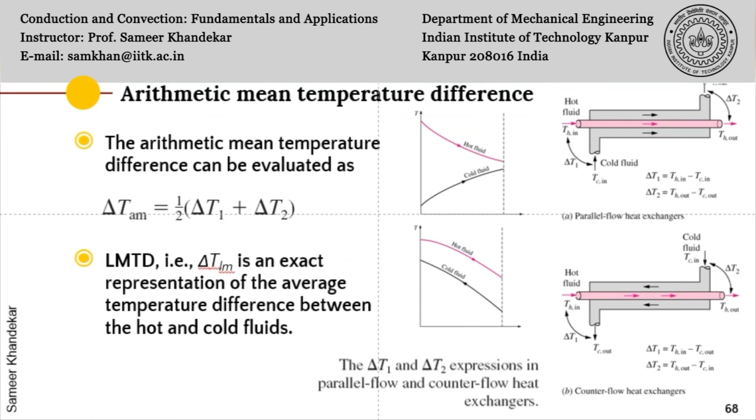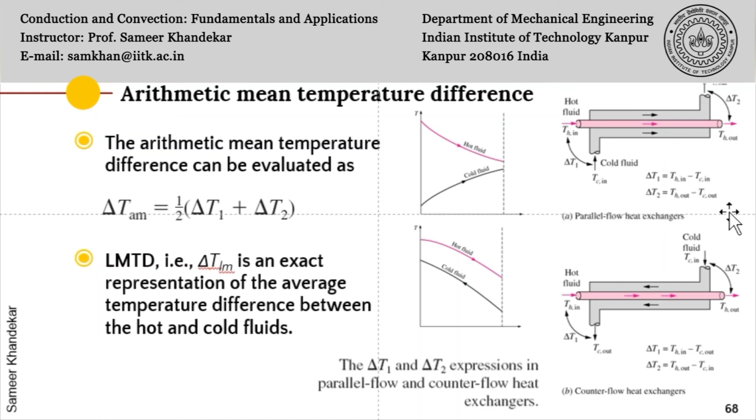Now, as we were discussing before, the LMTD, of course, is the best estimate, but many times you can also use the arithmetic mean, which will not give you good results. But just to compare the difference between the arithmetic mean and the logarithmic mean temperature difference: the arithmetic mean temperature difference can be evaluated as (delta T1 plus delta T2) divided by 2. This is a straightforward calculation for parallel flow heat exchangers, where delta T1 is taken from both inlet temperatures, hot and cold, and the outlet temperatures are required for calculation of delta T2, both hot and cold.